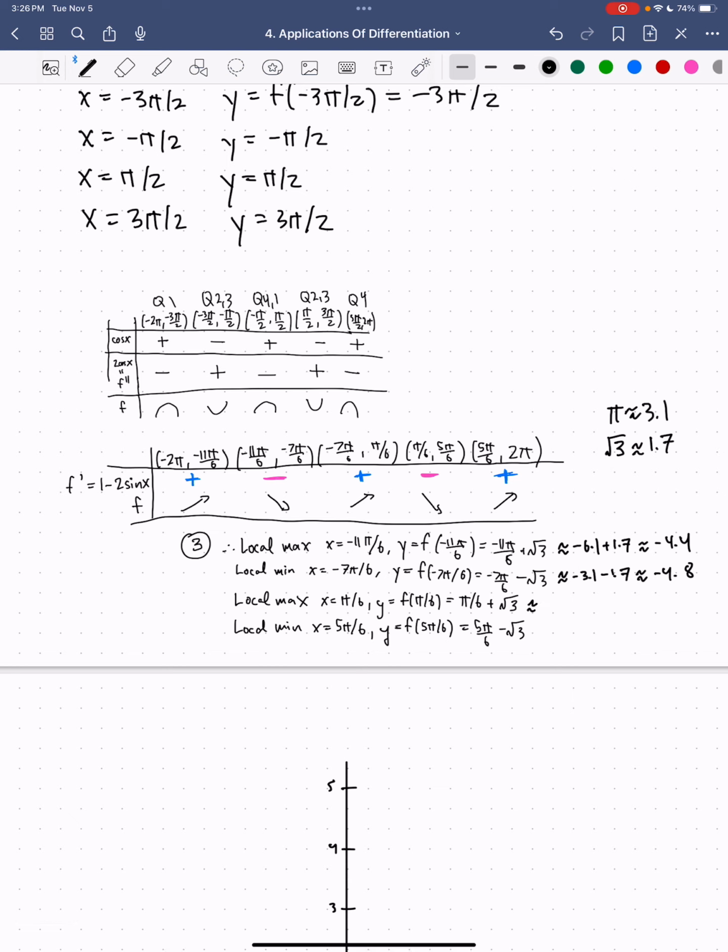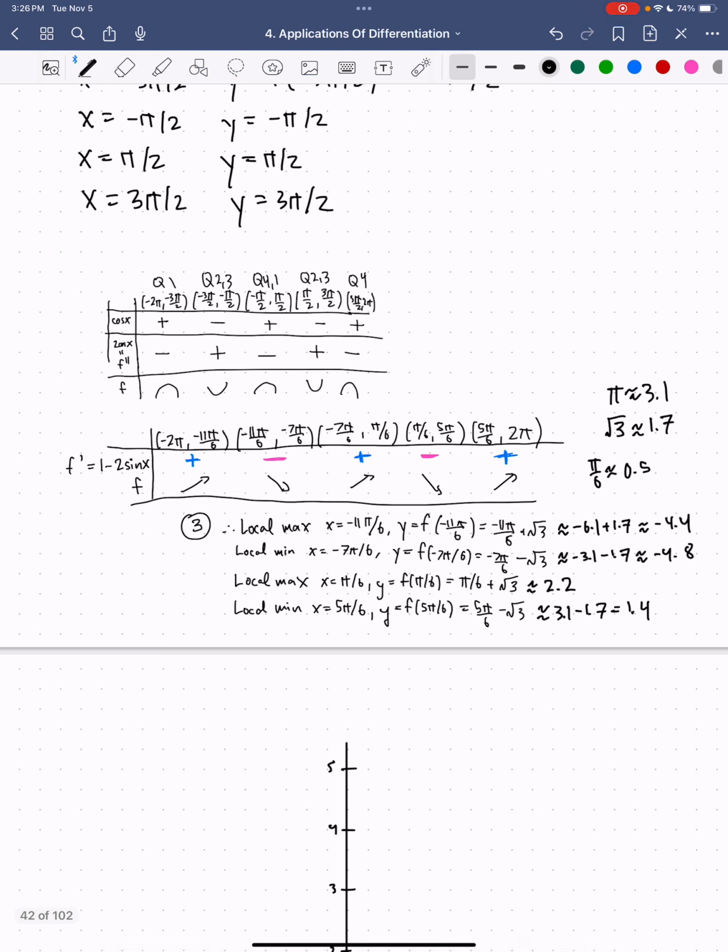So if we've got pi over 6, pi is roughly 3.1, so let's say pi over 6 is about 0.5. That means this is about 2.2. And 5 pi over 6, I am going to just round up to being pi. So then here, this is like pi minus 1.7. So 3.1 minus 1.7, 1.4. Good enough. Okay, so now we can put those local maxes and mins down.